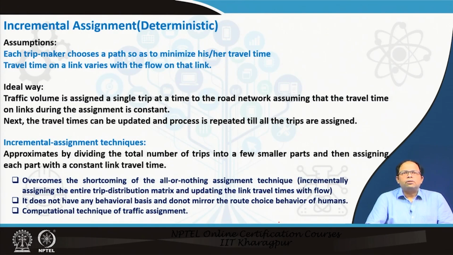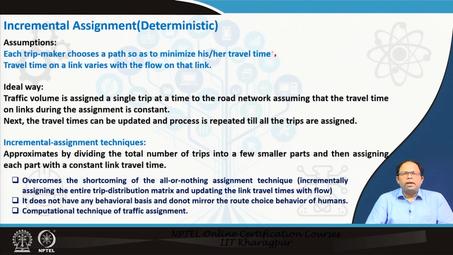So next we look into another technique which is called incremental assignment. This is also a deterministic technique. Now what this technique assumes is each trip maker chooses a path so as to minimize his or her travel time. This is basically following Wardrop's first equilibrium, which we have already discussed. Travel time on a link varies with the flow on that particular link. So that is also what we have learned. That means if the flow increases, the travel time will also increase.